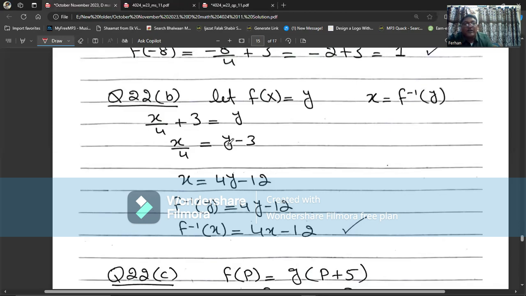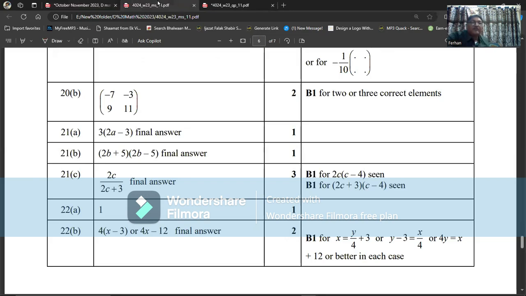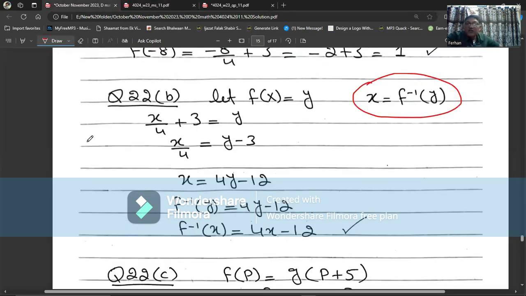So x by 4 will be equal to y minus 3. So x will be equal to, this 4 will multiply on the other side, 4y minus 12. In the place of x, I can write f inverse of y. So f inverse of y is equal to 4y minus 12. Then I will change the variable on both sides. F inverse of x is equal to 4x minus 12. Let's check. 4x minus 12 is the right answer, sir. Hopefully you understand this.